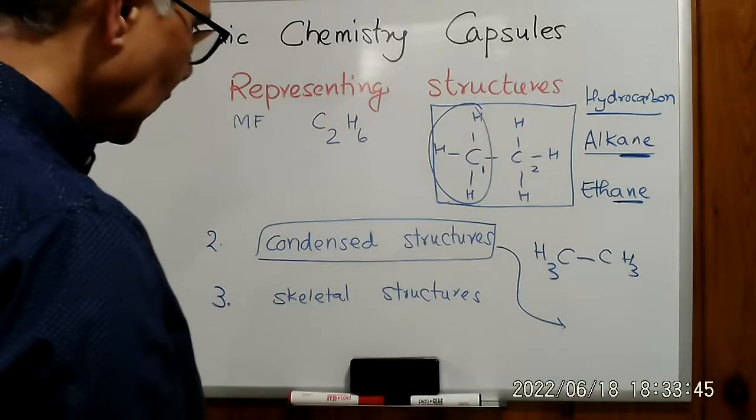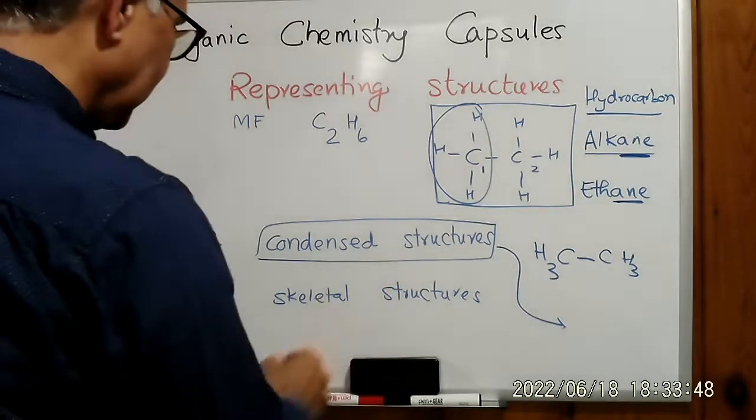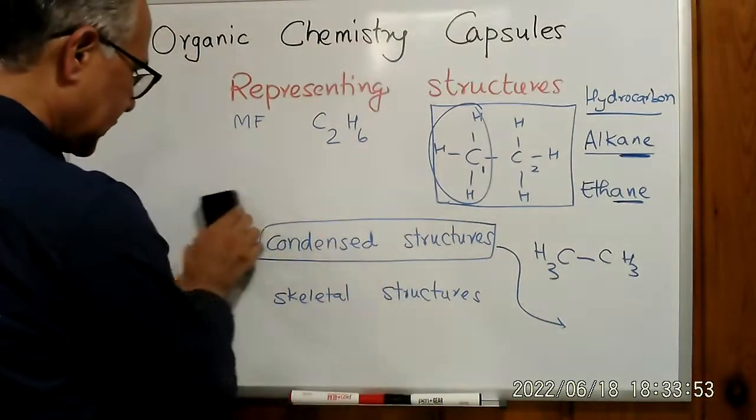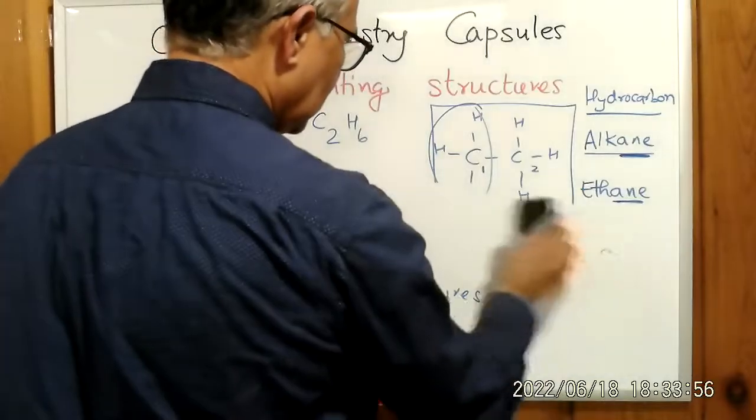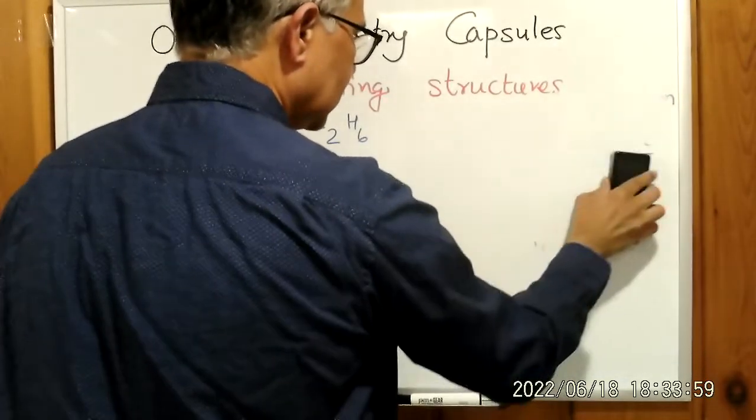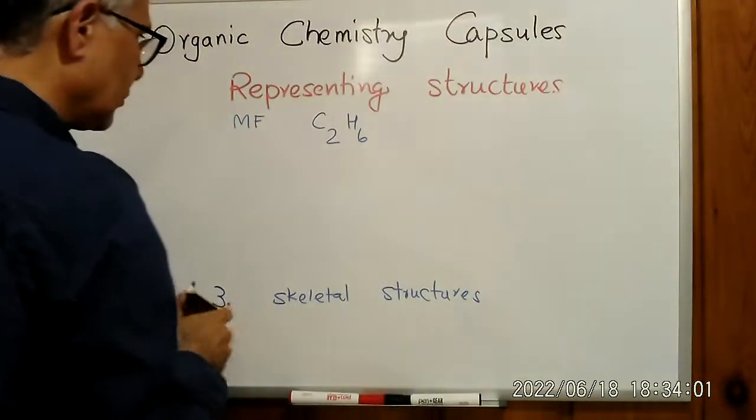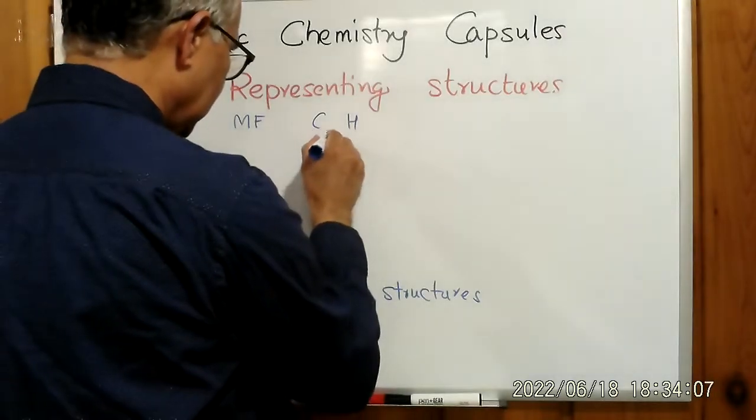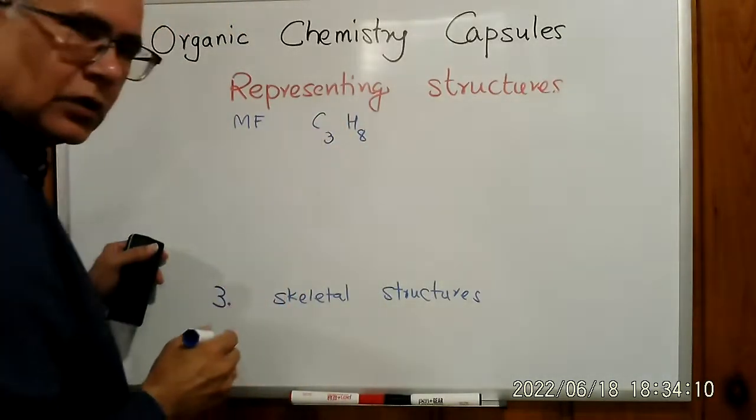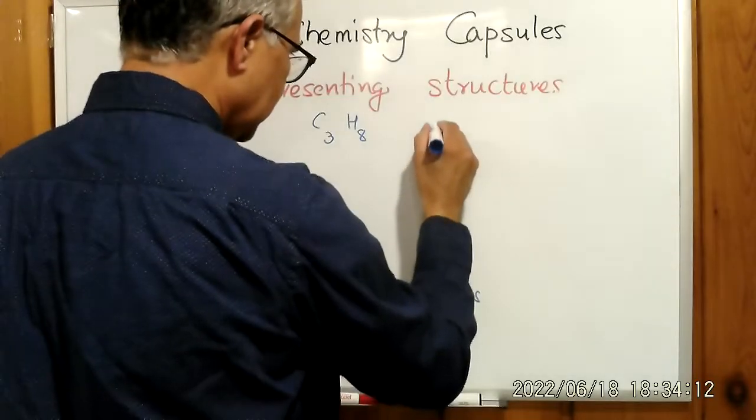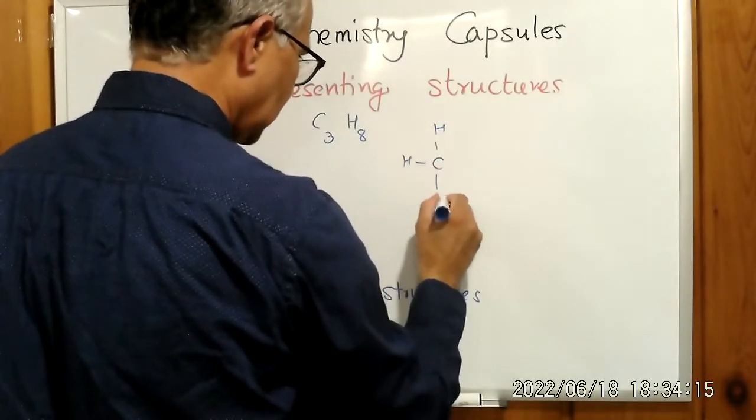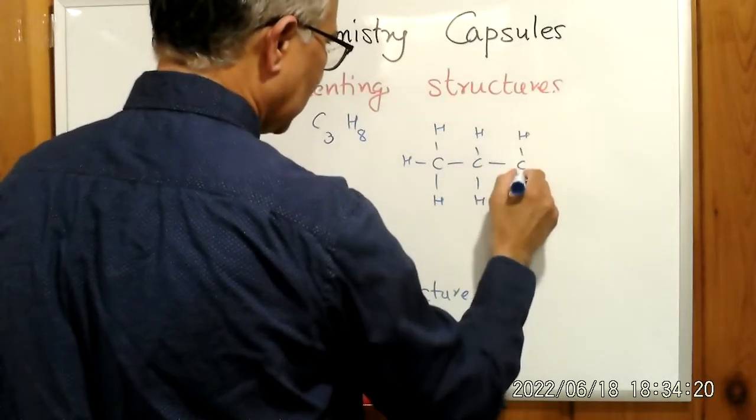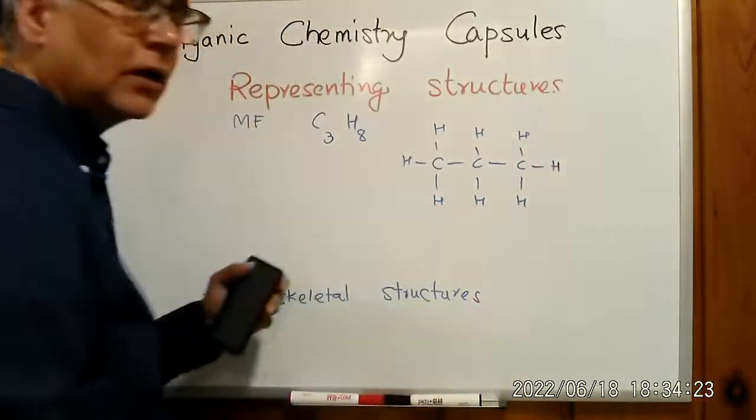Now, let's go 1 carbon higher, and then we can talk about skeletal structures. Okay? 1 carbon higher, let us do condensed structures. 1 carbon higher will be 3 carbons and 8 hydrogens. We'll talk about many things. 3 carbons, 8 hydrogens. So the long form showing every bond explicitly is the structure will be like this. Explicitly showing every carbon, every hydrogen.